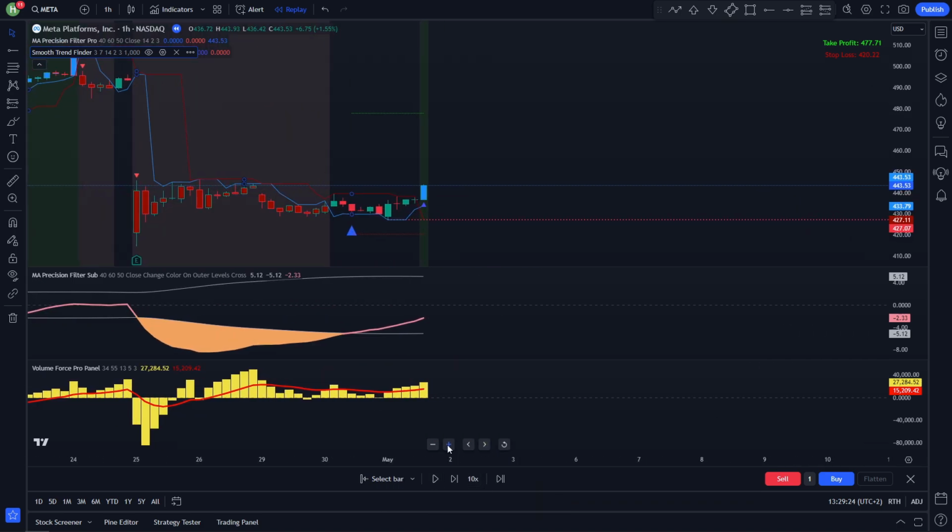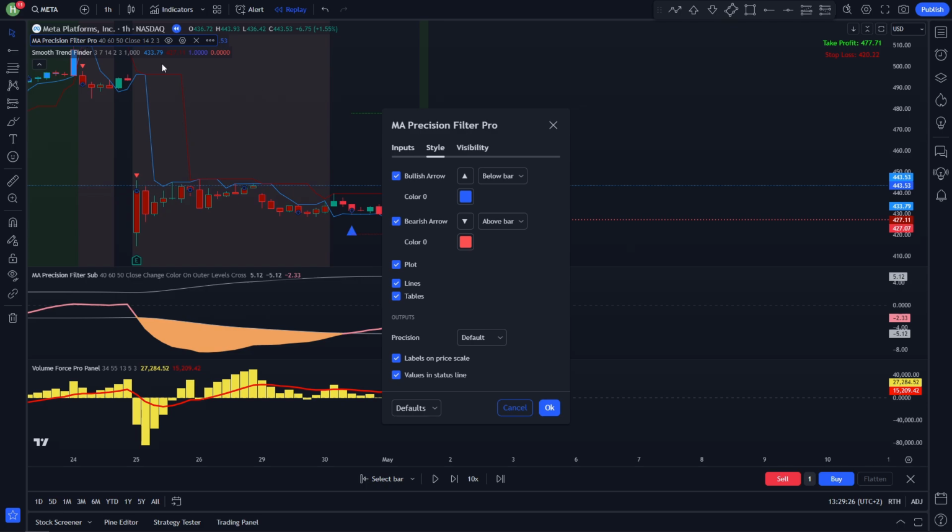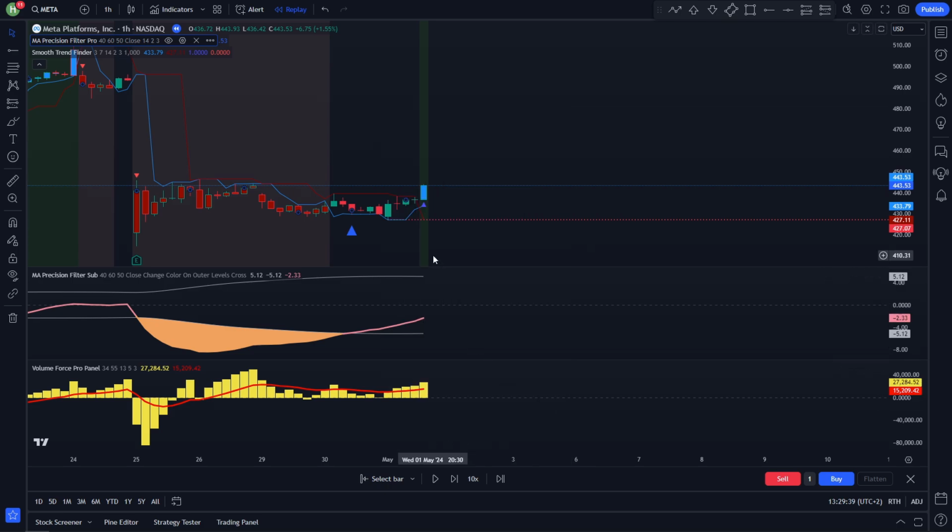On top of this, under the Style tab, I'm going to unselect the following two boxes to clean up our charts. Then for the MA Precision Filter Pro, which creates these large buy and sell triangles, I will also head to the Style tab and unselect the following option to clean up our chart. For the two panels at the bottom of the chart, I will leave everything on default.